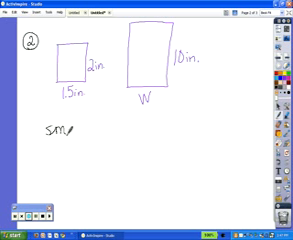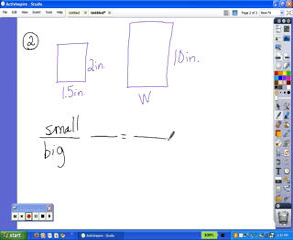Once again, we have to set up a proportion of what we're comparing. In this problem, we're comparing the small picture to the big picture. The small picture has a width of 1 1/2 inches matched to an unknown width of the big picture. The small picture has a length of 2 inches compared to a length of 10 inches on the large picture.